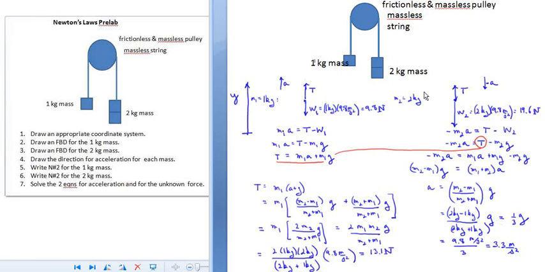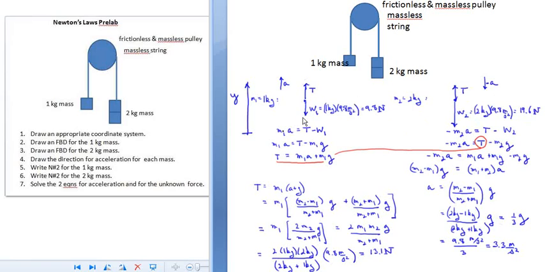But to get the full picture, we have to do the same process for the 2 kilogram mass on the other side. If the 1 kilogram mass accelerates upwards with positive A, the 2 kilogram mass is going to accelerate downwards with negative A. That corresponds to this arrow that I've drawn here. The weight for the 2 kilogram mass is going to be 2 kilograms times 9.8, which is 19.6 newtons. And so those are the two free body diagrams.